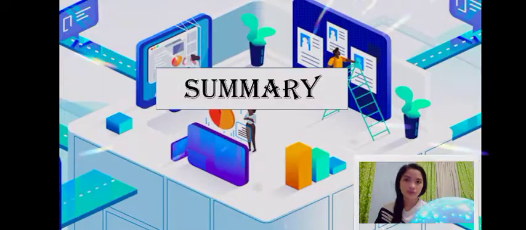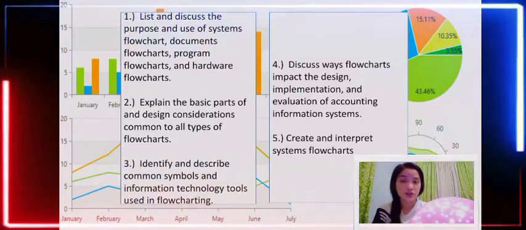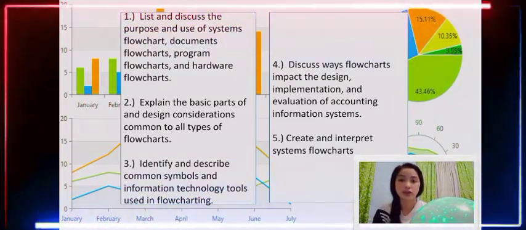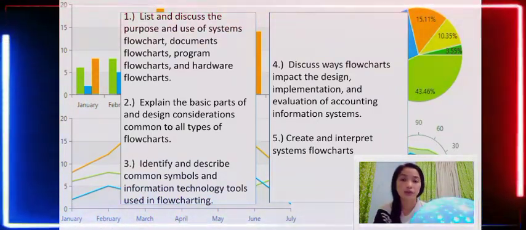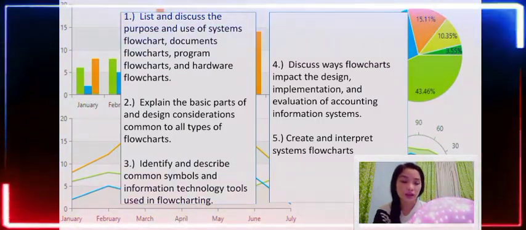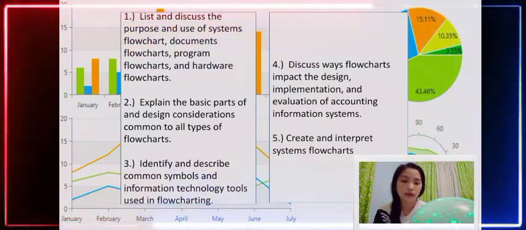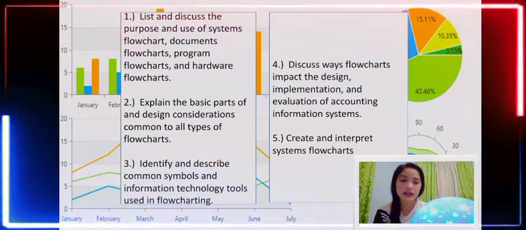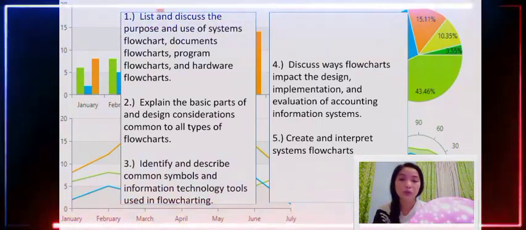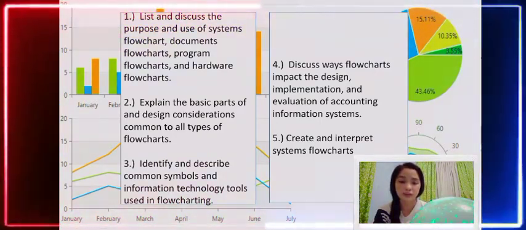So next, reporter. Summary. Number 1. List and discuss the purpose and use of system flowchart, document flowchart, program flowchart, and hardware flowchart. We discussed there about the different types of flowchart, how it is useful, and it showed the big picture of what is happening and shows how documents, paper, and electronic flow through information system, while program flowchart details the steps in a specific computer program. A hardware flowchart lays out the computer, printer, monitor, and other hardware devices used in information system.